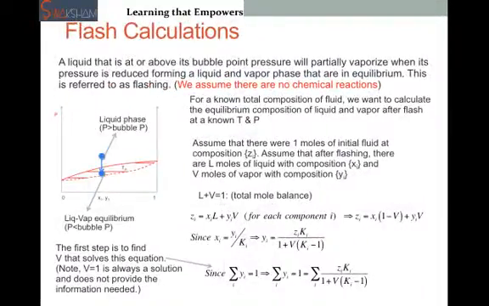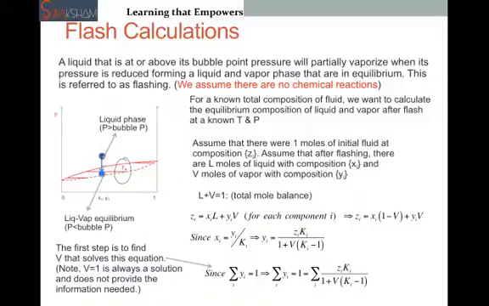Let's look at flash calculations. Consider this PXY diagram. Remember that this PXY diagram is for a specific temperature TA. Now consider a two-component system which is at this pressure. From this diagram we know that at a pressure more than the two-phase region, the system is in a liquid phase. All components are in a liquid phase.